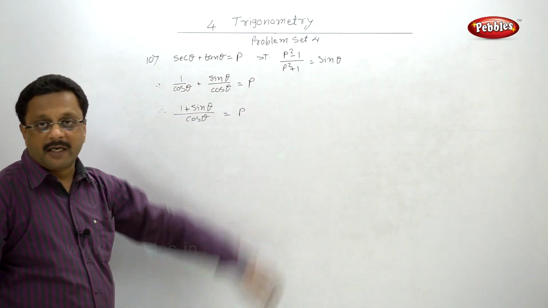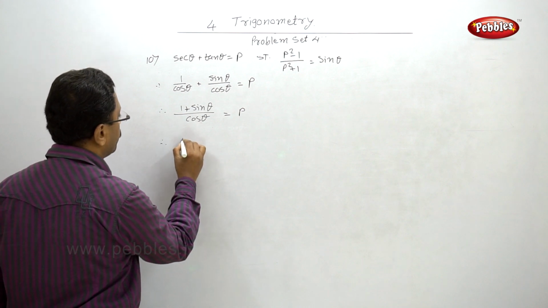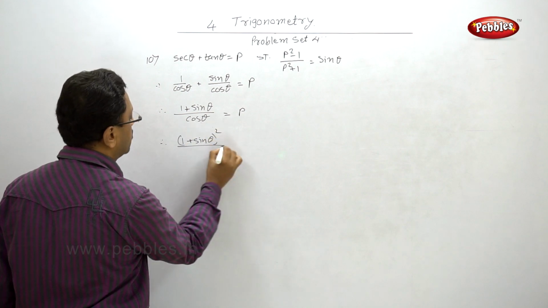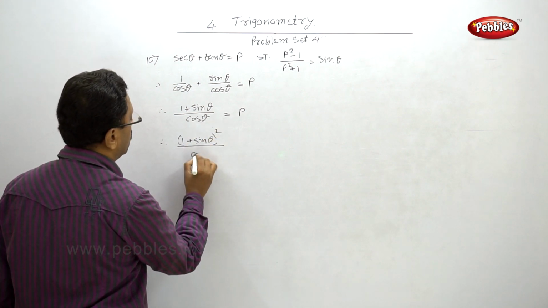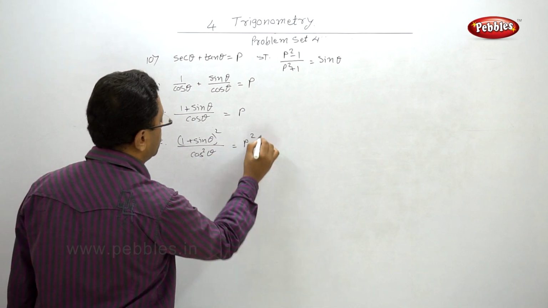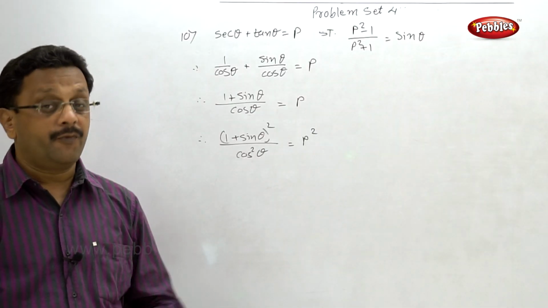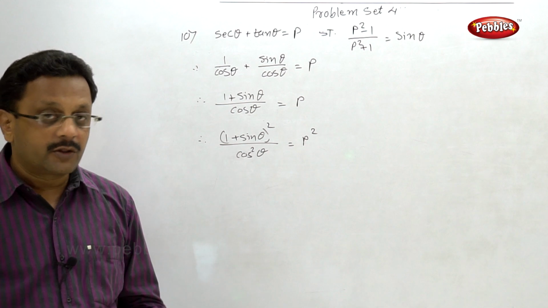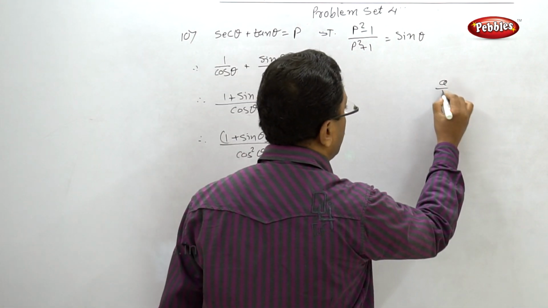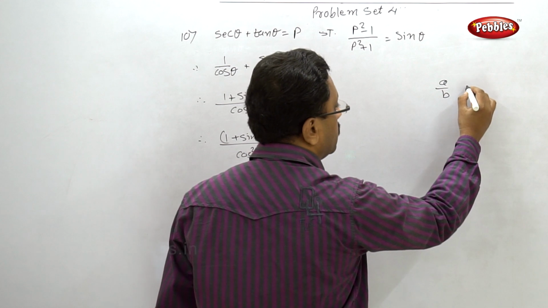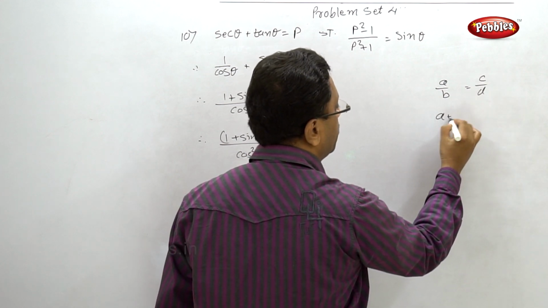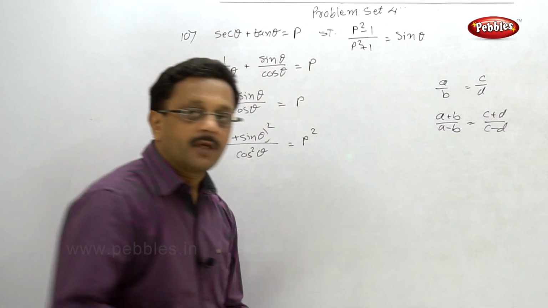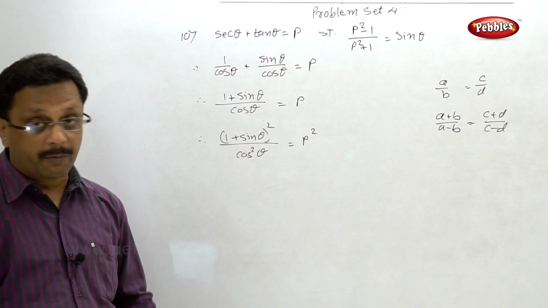But I want P square minus 1, right? So I will write 1 plus sine theta, I am squaring both the sides, upon cos square theta is equal to P square. Now here algebra comes into the field. If you remember 9th standard, 8th standard, componendo dividendo, I am going to use that property. What is componendo dividendo? If A upon B is equal to C upon D, then I can write A plus B upon A minus B is equal to C plus D upon C minus D. This is what componendo dividendo is, if you remember. Okay.